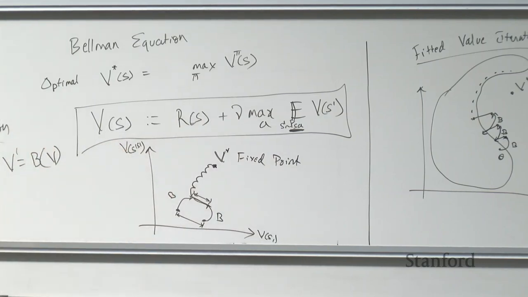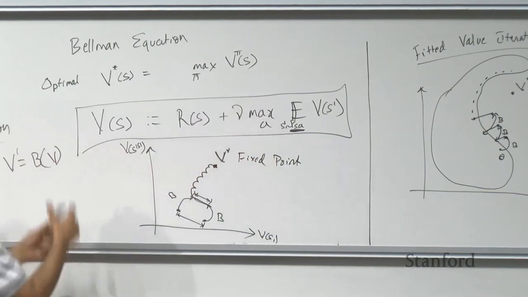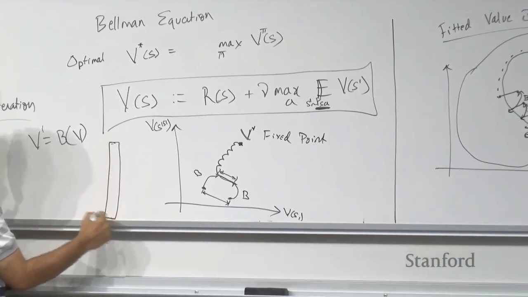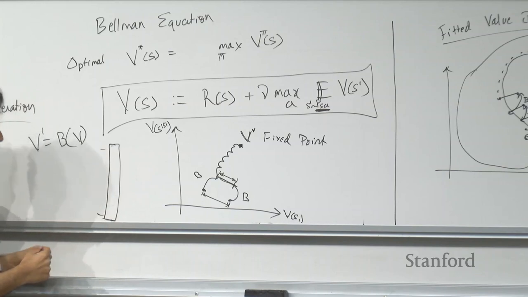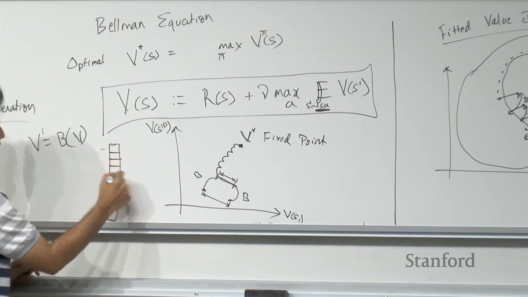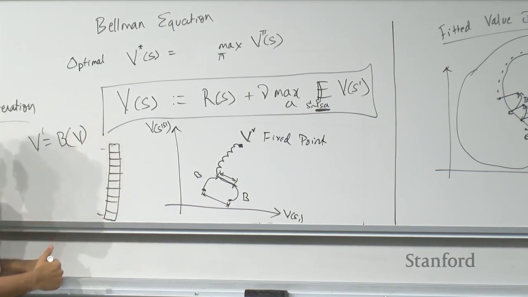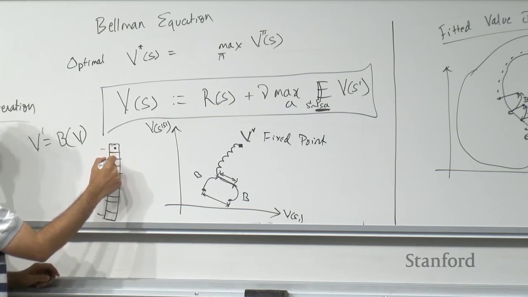Yes, question? What would fitted value iteration look like in code? So in the homework, you represented value as some vector, right? Whose length was the number of states you had, which meant you could set each element of this value function freely to any value. You could set this and not worry about what value was here, right?